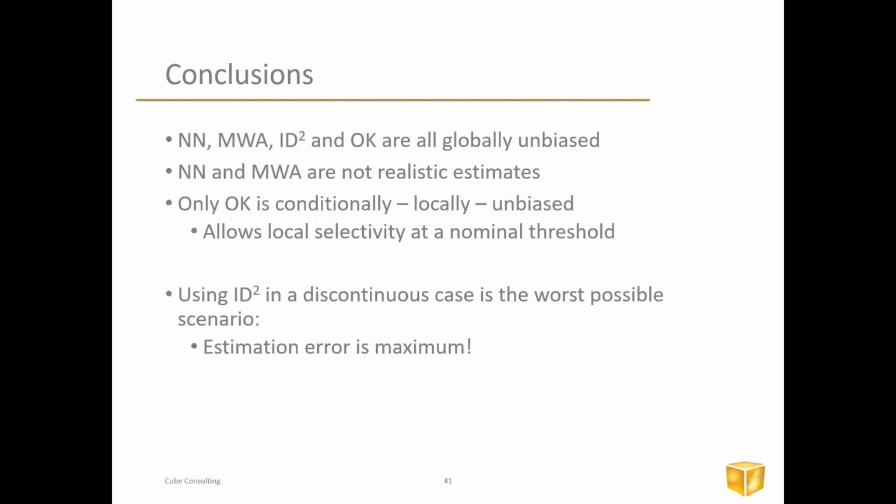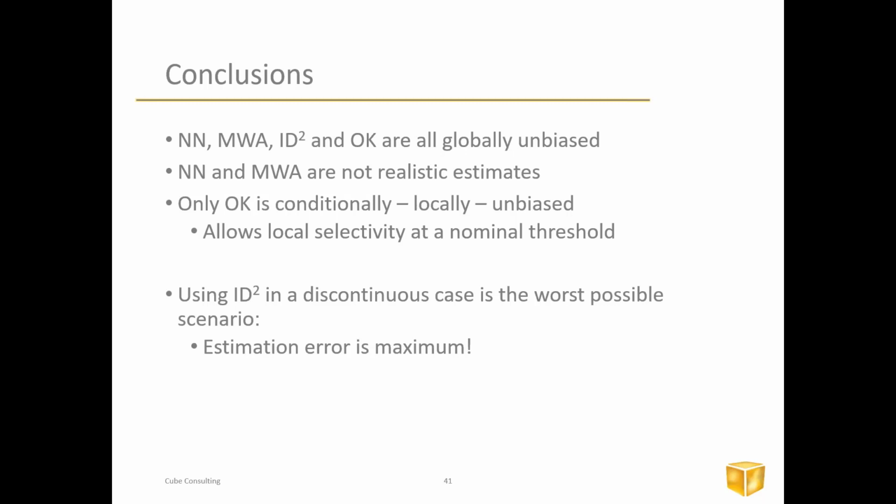So to conclude on all of that, ID square, nearest neighbor, moving range average, ordinary Kriging, they're all globally unbiased, but that's not enough for an estimate. Nearest neighbor is way too erratic, very chaotic. Moving range average is very, very smooth. And ID square, yes, it looks better because it has better variability, but it doesn't mean that the estimate is better. In fact, when you're using ID square in a discontinuous case, that's the worst possible scenario.